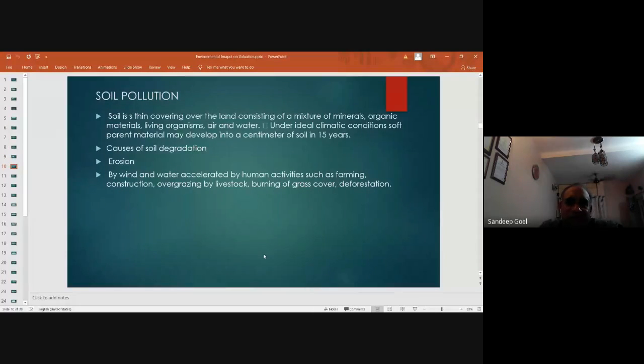Soil pollution. Soil is a thin covering over the land consisting of a mixture of minerals, organic materials, living organisms, air and water. Under ideal climatic conditions, soft parent material may develop into a centimeter of soil in 15 years. Causes of soil degradation: erosion by wind and water, accelerated by human activities such as farming, construction, overgrazing of livestock, burning of grass cover, deforestation. Our soil is polluted by these reasons.